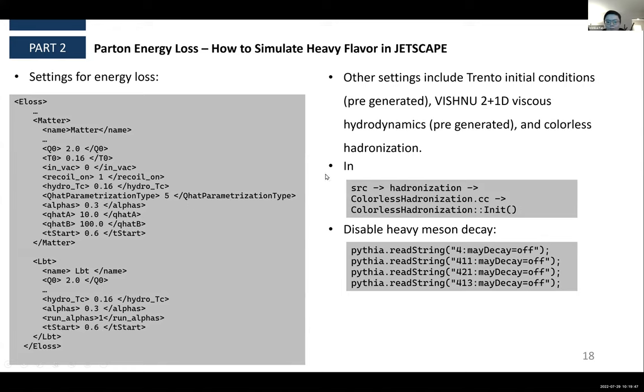The specific setting for simulating heavy flavor is that you need to manually disable heavy meson decay by writing those settings for PCR in the colorless hybridization initialization function under this pass. So this is more like a hack in the current JETSCAPE version. But I think in the future we can move those settings into the user XML file as well.